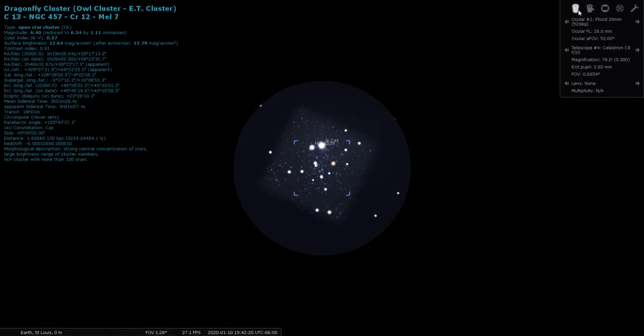So let's have a look through the eyepiece. NGC 457 is about 5,000 light years from Earth and shines at magnitude 6. So easily accessible from a backyard telescope.